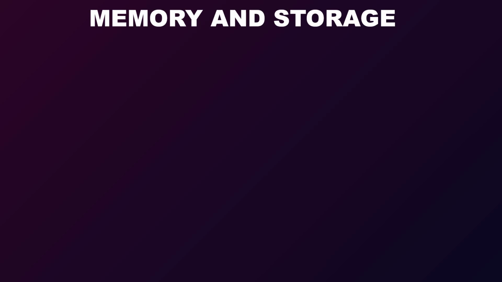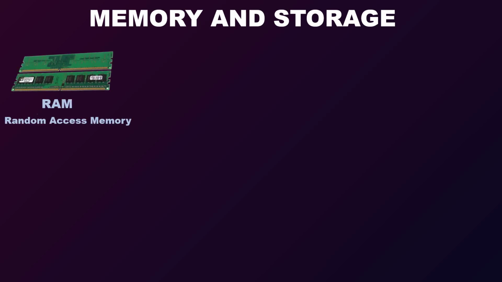Memory and storage. Now where does the CPU keep all its data while working? That's handled by memory, mainly RAM, which is random access memory. Think of RAM as your computer's short-term memory. It holds the data and instructions your CPU is currently using. When you open multiple tabs or apps, they all sit inside the RAM. The more RAM you have, the more tasks your computer can juggle without slowing down.